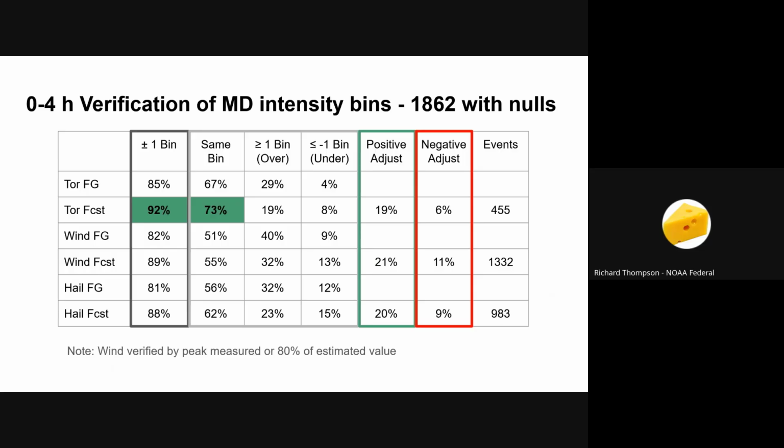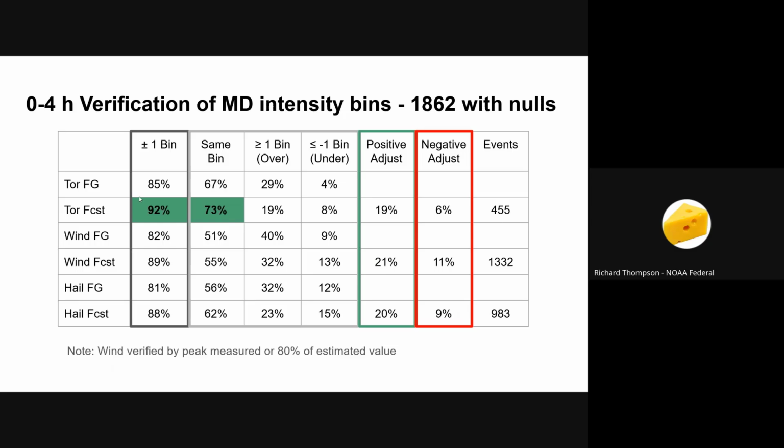Here's some verification. Again, a ton of numbers. I don't expect you to memorize all of it. The main thing is these left bins. So if you take the second column, the same bin is the tornado. When a tornado, we put out a forecast, the actual outcome is falling in the bin that we forecast 73% of the time. So that's actually better than our goal of 60%, but this does include null cases. So we were correct with a lot of nulls. So out of 1,862 MDs, there were only tornadoes in them 455 times. So the null cases are giving us a little boost in the statistics.